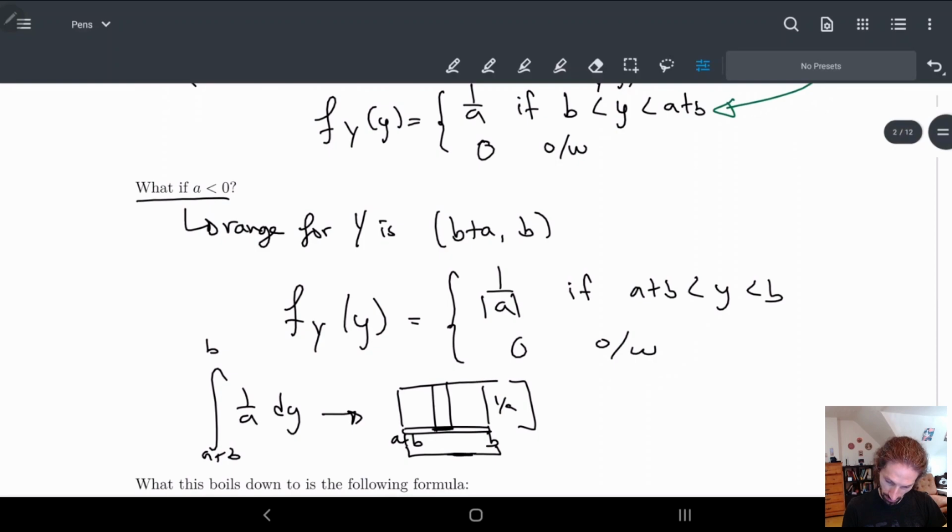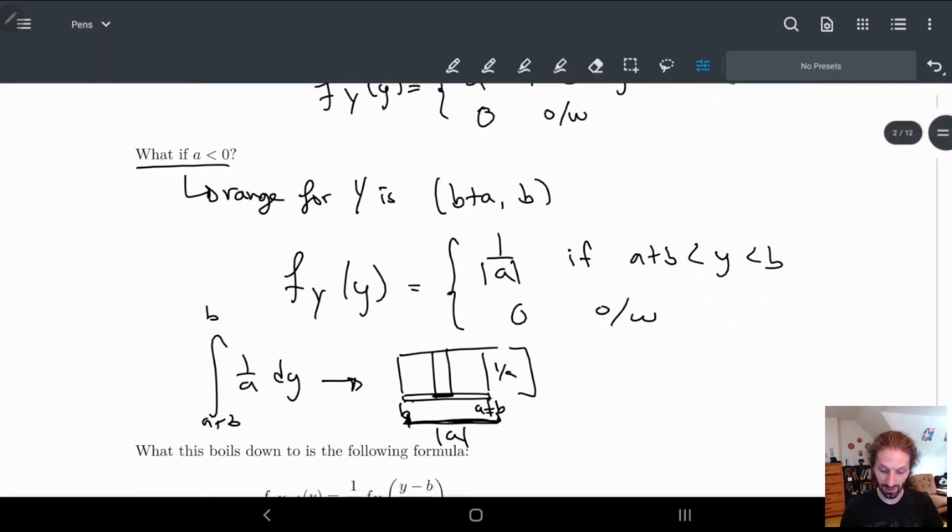Oh wait, this is the wrong way. This is b. There we go. B and a plus b, right? So the difference between these two is a distance of a, but it's the absolute value here, because that's what the distance is. It's how long this interval is, and the interval is length a, positive. And the area has to be positive, and it has to be equal to 1. So that means this has to be the absolute value. And so this is basically how this boils down.